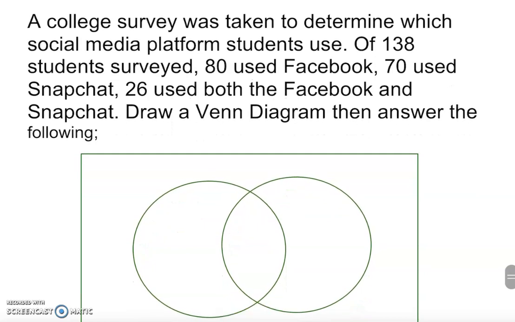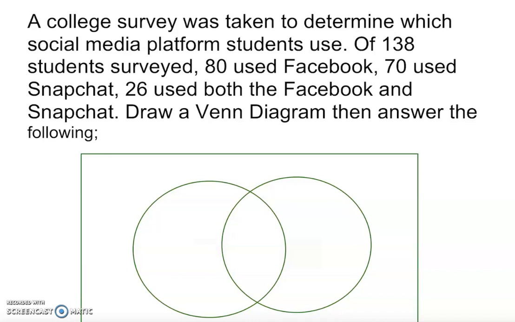First, look into the scenario. A college survey was taken to find out which social media platform students use. Of 138 students surveyed, which is the universal set as you see, 80 used Facebook, 70 used Snapchat, and 26 used both Facebook and Snapchat. They said to draw a Venn diagram, then answer the following questions coming up.